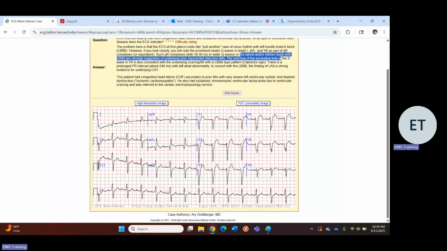The notching of the ascending limb of the S wave in V4 is also consistent with underlying scarring or MI with the left bundle branch block pattern. Cabrera sign. That's the first time I've ever heard of that term. Yeah, that notching is strange.